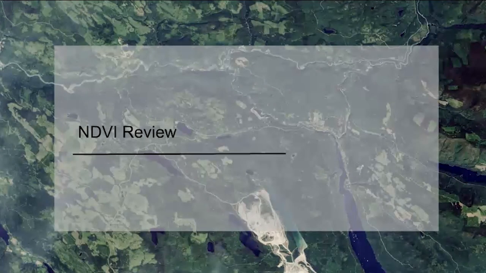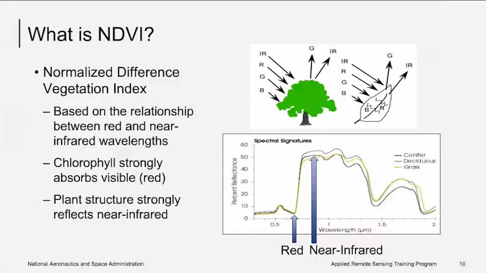So first, we'll start off with our brief NDVI review. Since all of you have completed the prerequisites, I will run through this portion fairly quickly. As you recall, when sunlight strikes plant leaves, the chlorophyll in those leaves strongly absorbs visible light, and the cell structure of the leaves reflects green and strongly reflects near-infrared light.